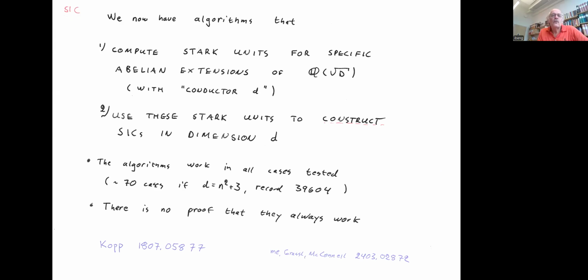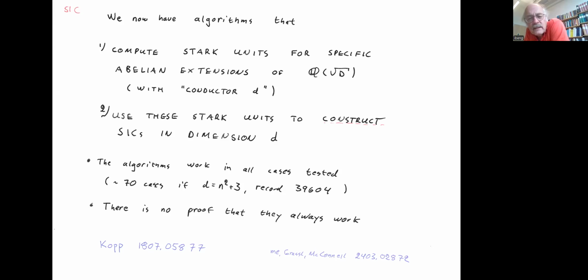So the situation at the moment is that we have available algorithms which do two things. First, they compute Stark units for specific abelian extensions of these real quadratic number fields. The real quadratic number field is determined by the dimension in which you want to seek. And the specific abelian extension is governed by something which Takagi called the conductor D. Then the algorithm uses these Stark units to actually construct exact SICs in dimension d. And the algorithms that have been presented actually work in every case where they have been tested. So if the dimension is n squared plus 3, which simplifies the calculations tremendously, then more than 70 cases have been tested by now. It always works.